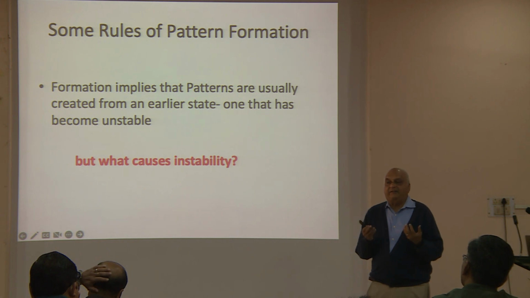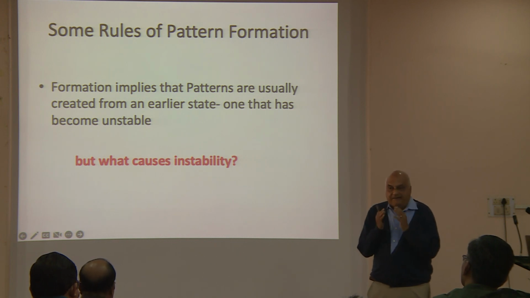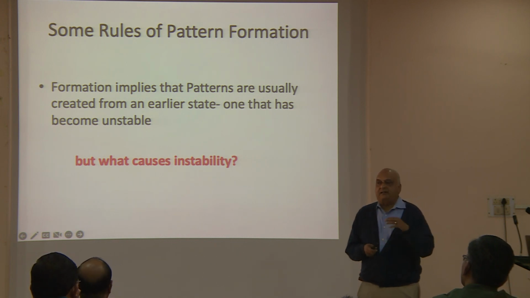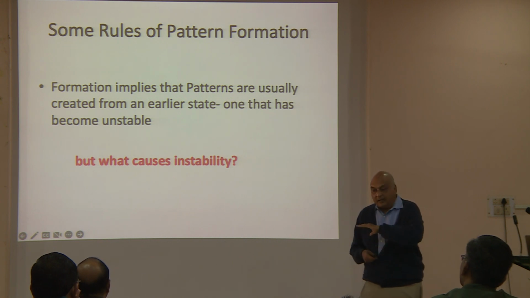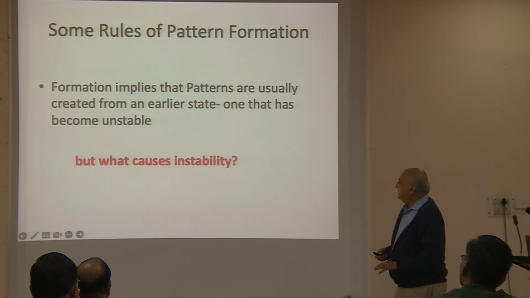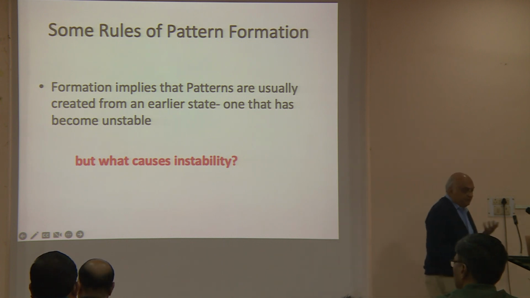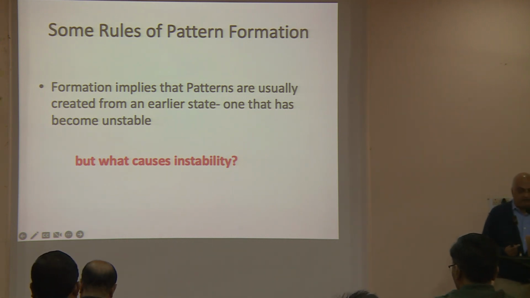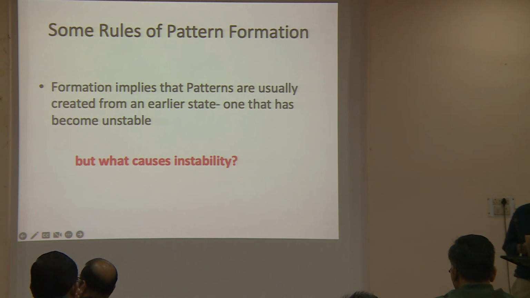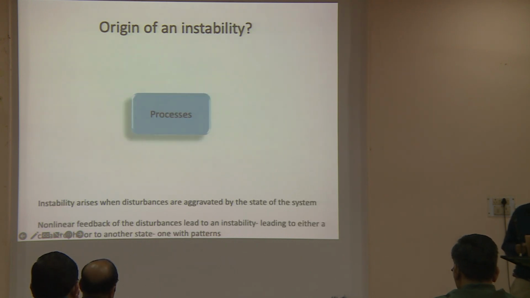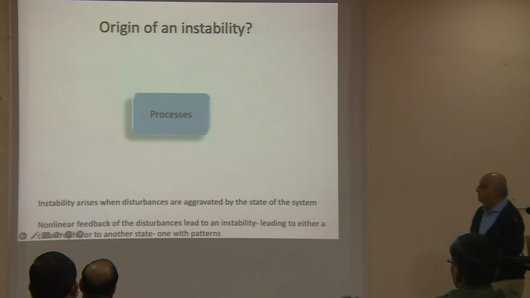That indicates that the first state is unstable. It is the instability of the first state to some event that makes that state unstable and forms another state, and the manifestation of the new state are patterns. Okay? But then what causes the instability? I mean, if you say patterns came because of instability, what causes instability? So we need to ask ourselves, what is the origin of an instability?